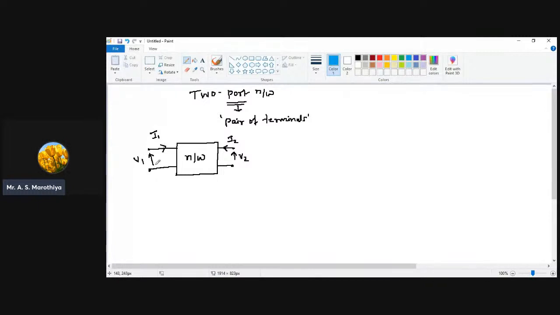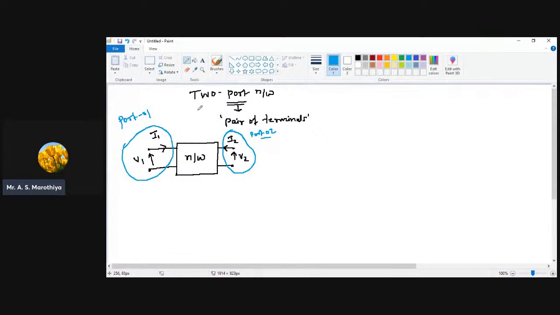This is one pair of terminals. This is going to be one port. This portion is going to be port number one, and this particular portion is another pair of terminals, which is port two. That's why it is called a two-port network. Now, the two-port network plays an important role. As far as electrical domains are concerned, the main application is the representation of transmission lines.